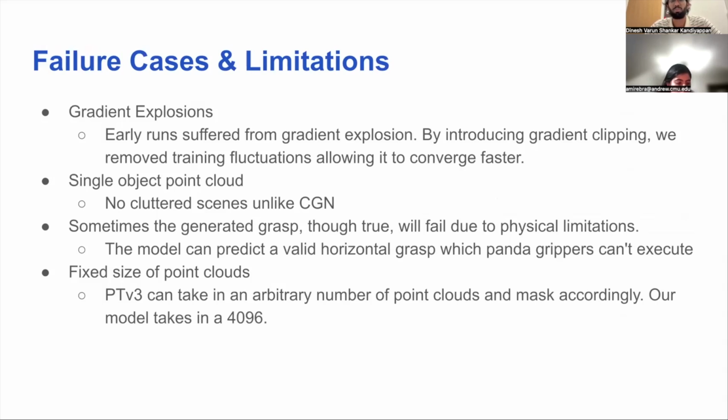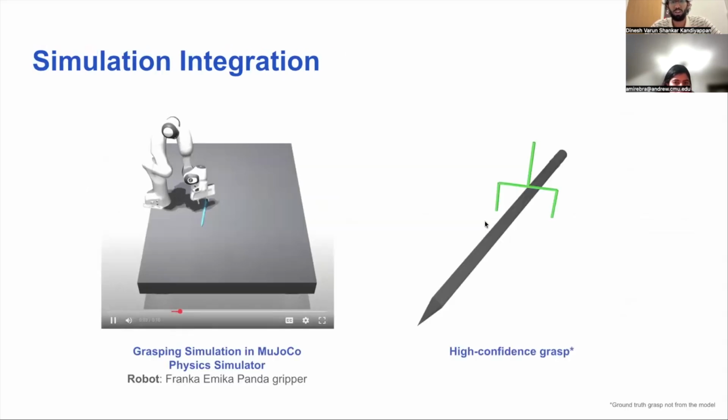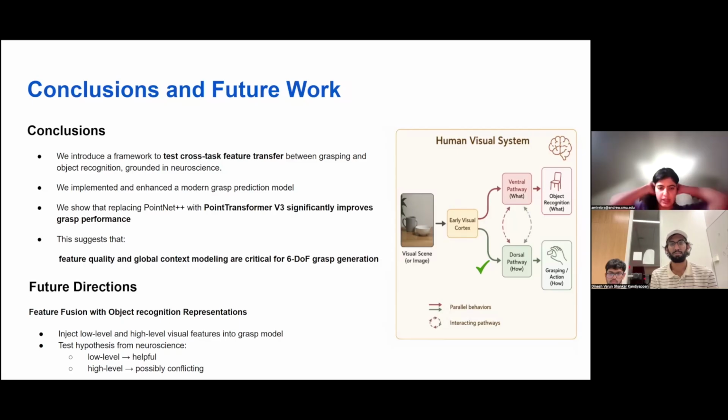Horizontal grasp failed due to the chosen gripper configuration. Point Transformer V3 can take larger point clouds, but we limited the size of the point clouds. We have a physics sim set up to evaluate the quality of grasps. So we successfully implemented and enhanced a modern grasp prediction model using point transformer. And next, we're going to move on to integrating object recognition features with grasping.